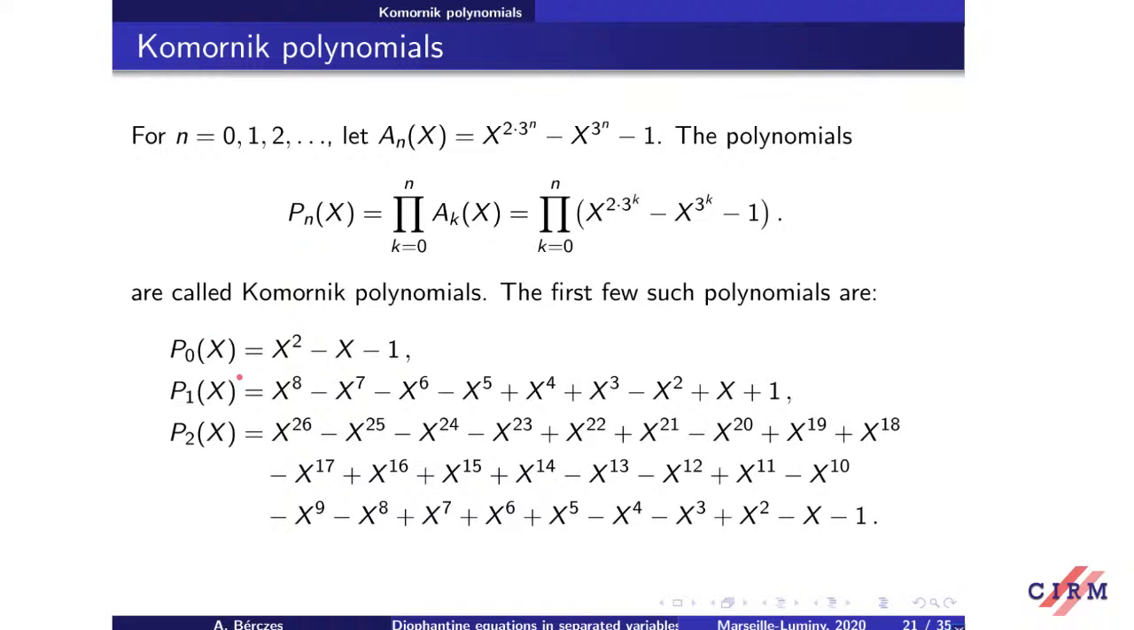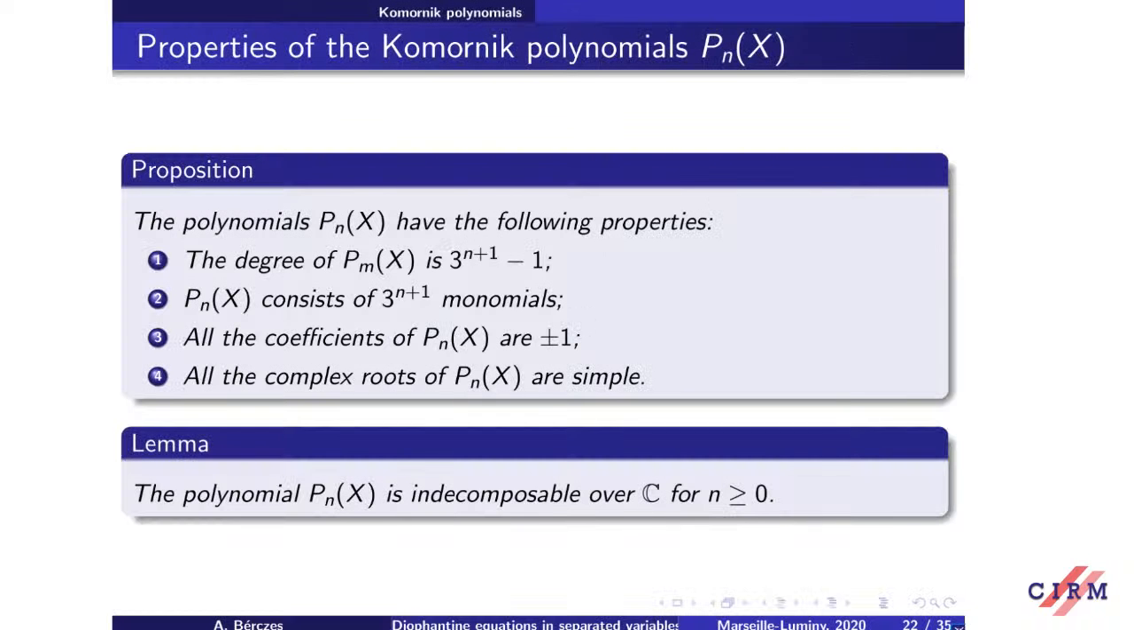Komornik polynomials, the first few of them look like this. The first one is easy to see, but the second one and the third one are these polynomials. So we can see that these are polynomials with coefficients plus or minus 1, and the degree of such polynomials is always 3 to the power n plus 1 minus 1. All coefficients are plus or minus 1.